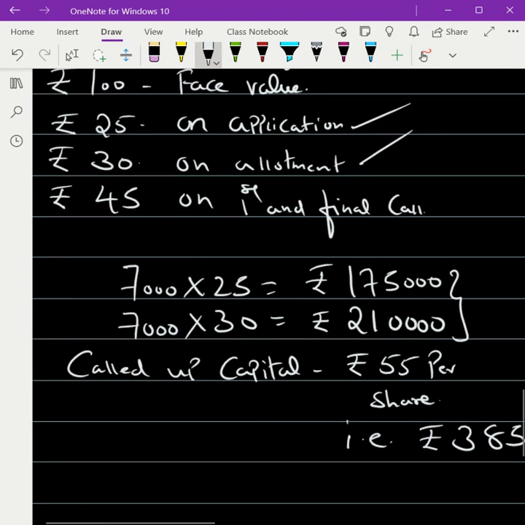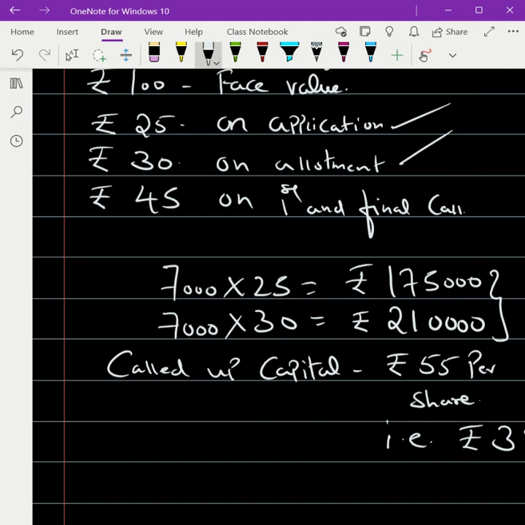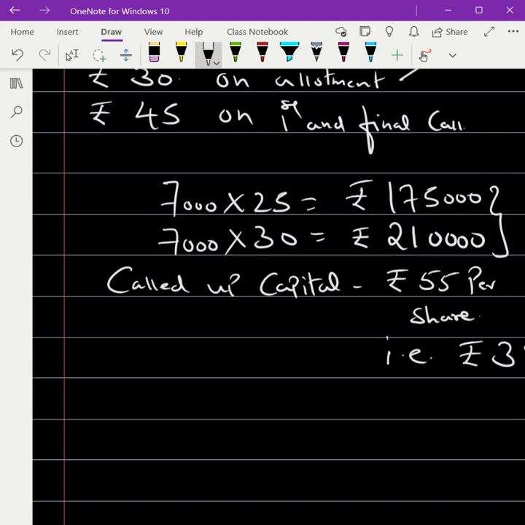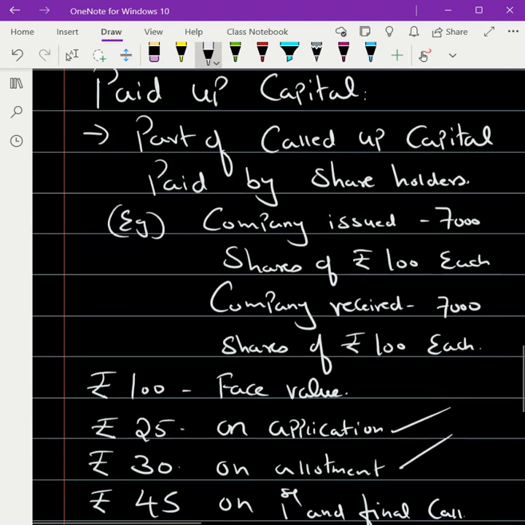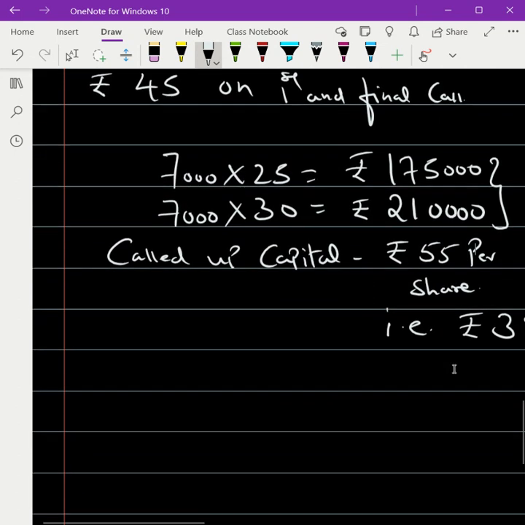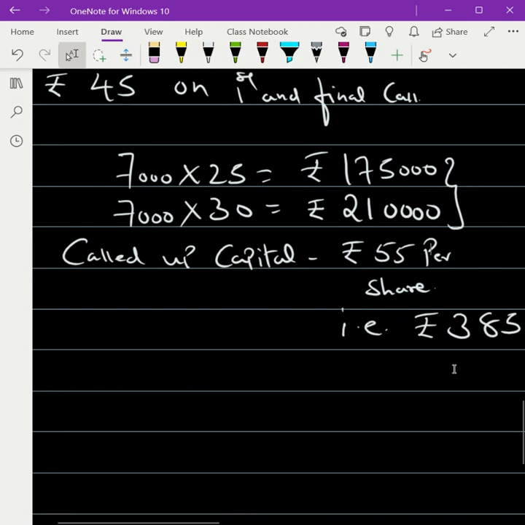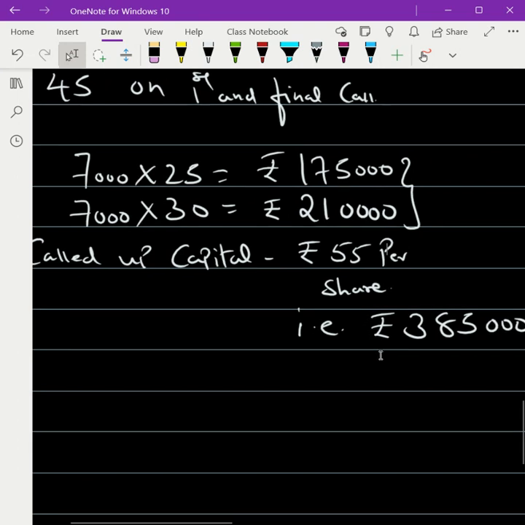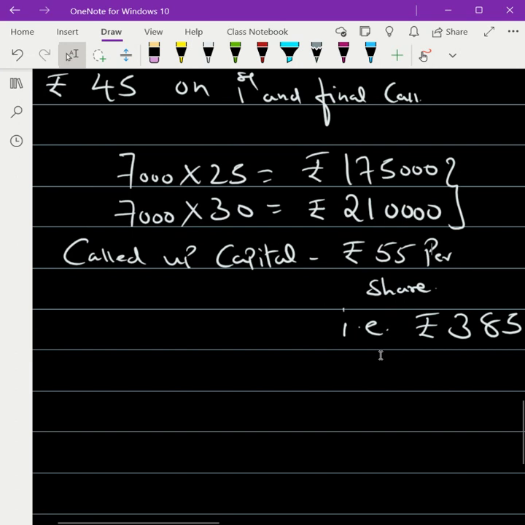Okay, so this is your called up capital. Now we also discussed what paid up capital is. For that example only I took this as a base. So paid up capital is nothing but the part of called up capital paid by the shareholders. That means the company has now made the application and completed the allotment, so the cycle has stopped at this point. Rupees 55 per share. And as of now, the company should have received rupees 3,85,000.